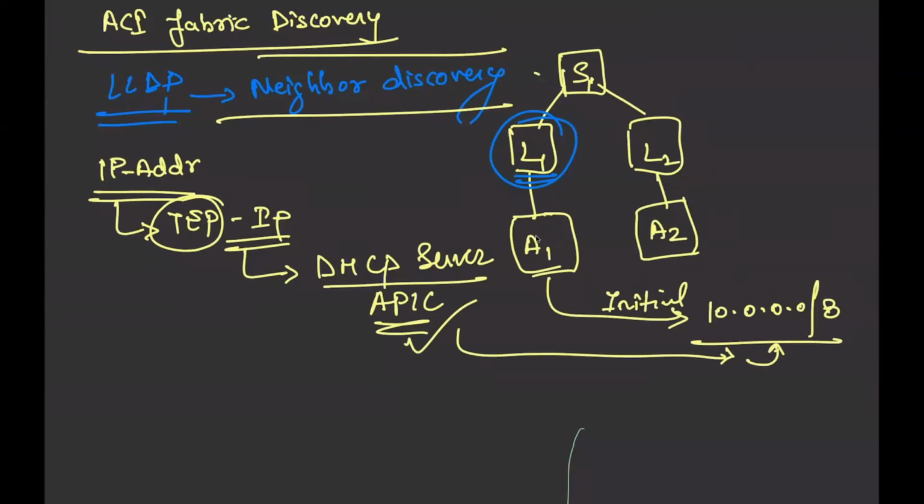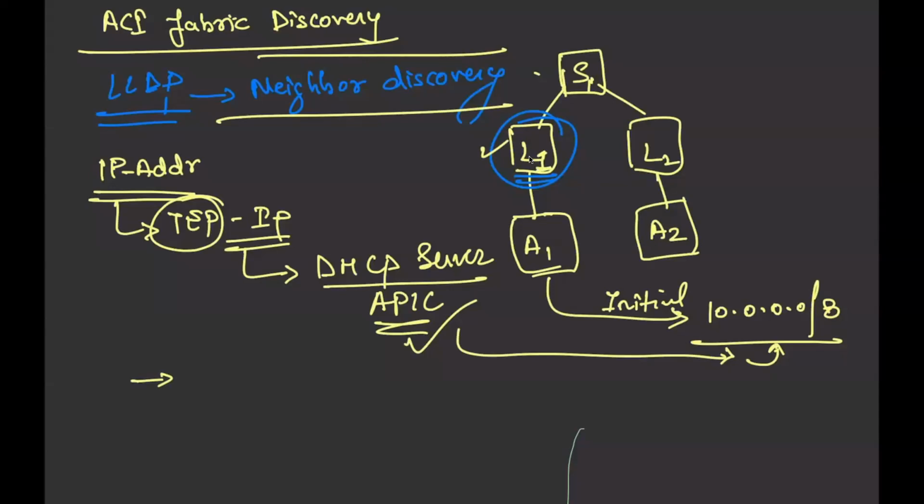So once your leaf is discovered, right now, up to this point, you will only see this leaf in your inventory. You will not see any other device. So you will get the IP address on this leaf. And once you get the IP address on this leaf, after that, it's going to check if any software upgrade is needed. If it is needed, it's going to do it. If it is not needed, it's okay. Then it goes to the next device which is connected.